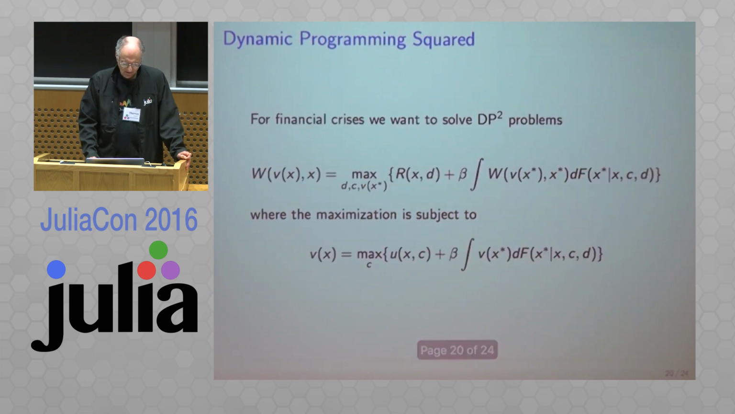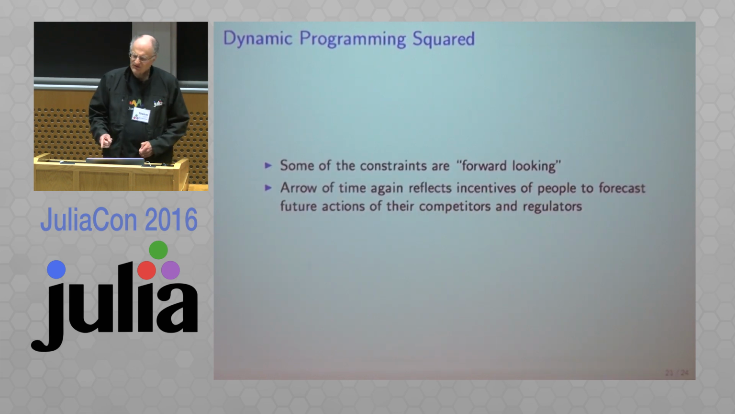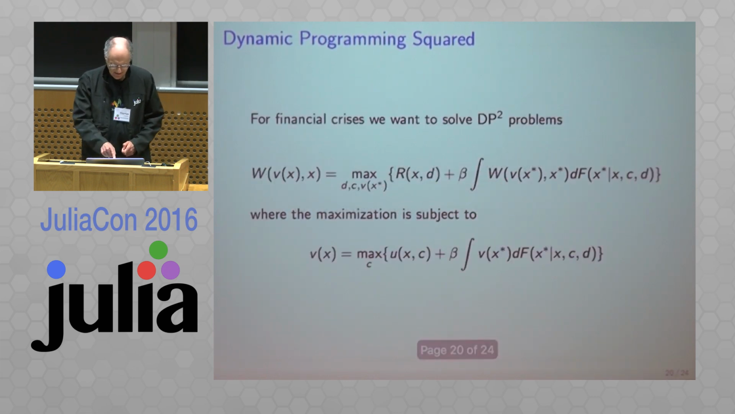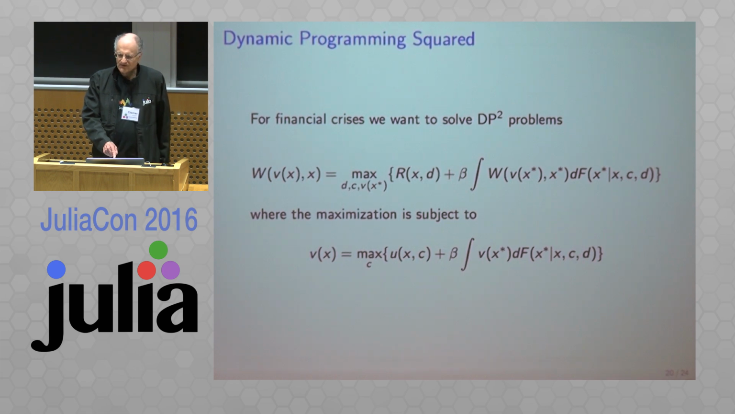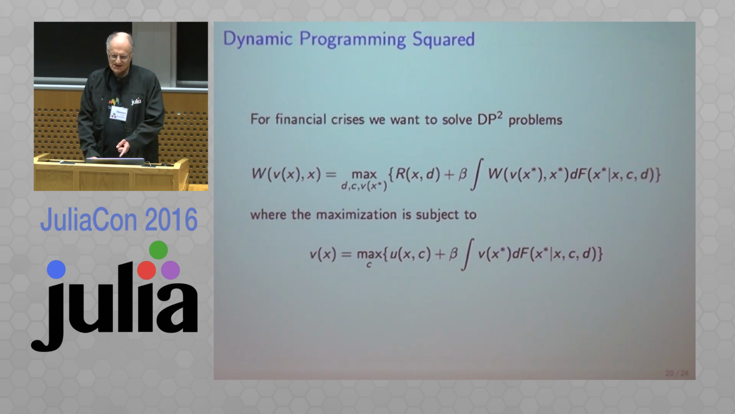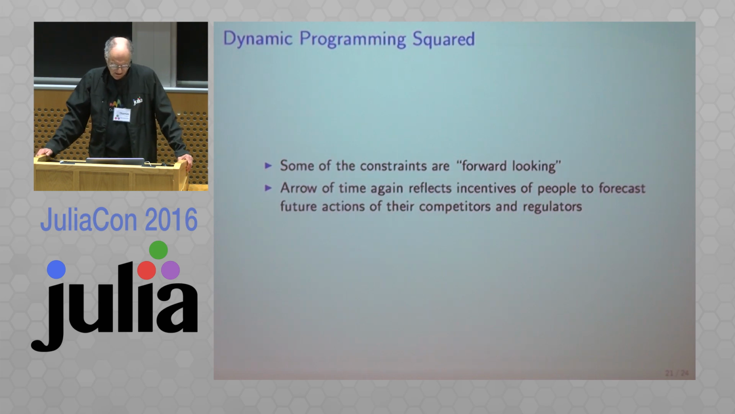So here's the deal. Dynamic programming squared, some of the constraints are forward-looking. If you look at that constraint, you show that to a physicist and they say, wait a minute, the law of motion has to go backward. No, the arrow of time's going forward. So look at that. But a mathematician doesn't care whether it's going backward or forward, even if a physicist does. So some of these constraints are forward-looking, and again, the arrow of time reflects people's incentives to forecast future actions of their competitors and regulators.